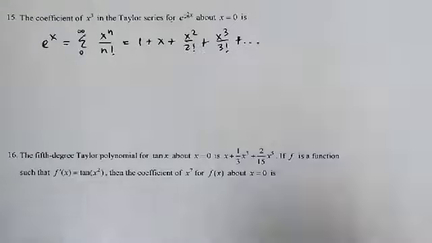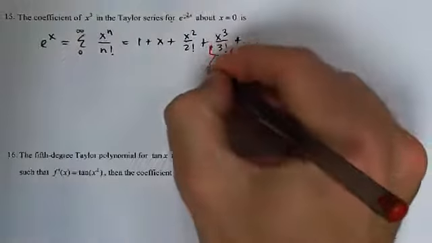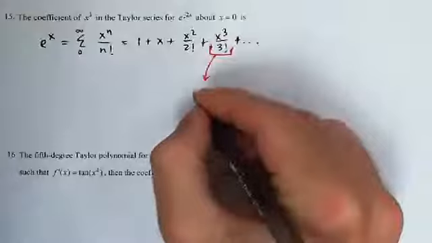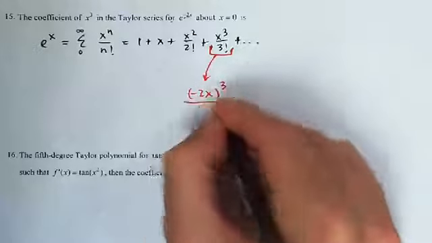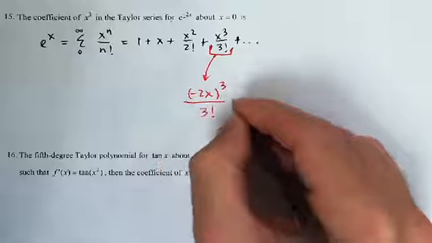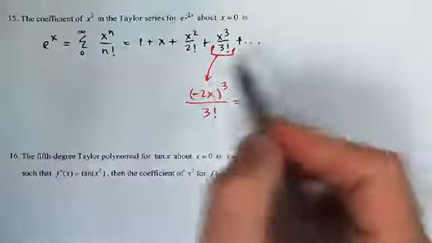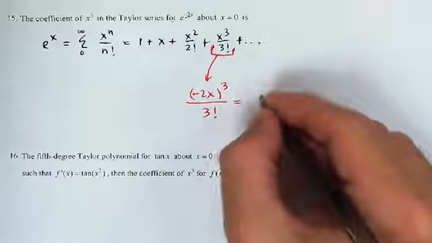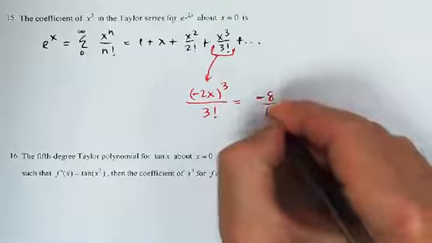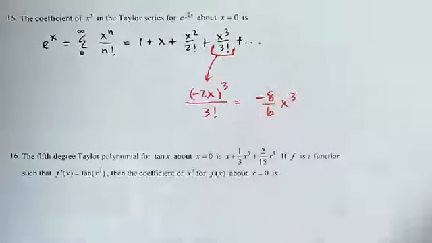Okay, and then pretty much all I care about is the coefficient of x to the third. So I'm just going to focus in on this thing right here, and I'm going to replace x with negative 2x. And then I want the coefficient. You could say it's negative 2 to the third power over 3 factorial, but that's not quite as fun. So I'm going to say that's negative 8 divided by 6 x to the third, which is looking like negative 4/3 to me.